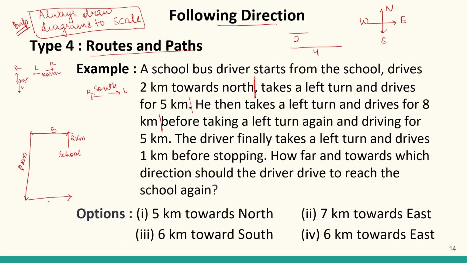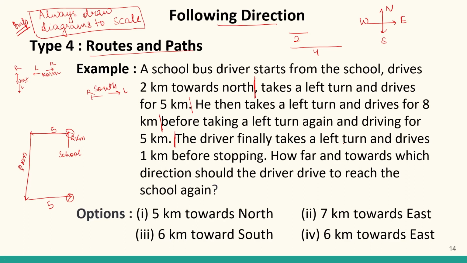So if he took a left turn and drove for 5 kilometers, you can say he will be exactly below this point. Why? Because from this we drove 5 kilometers to the west and then we came south, and from this we drove 5 kilometers to the east. So this point will be exactly below this point. Okay.